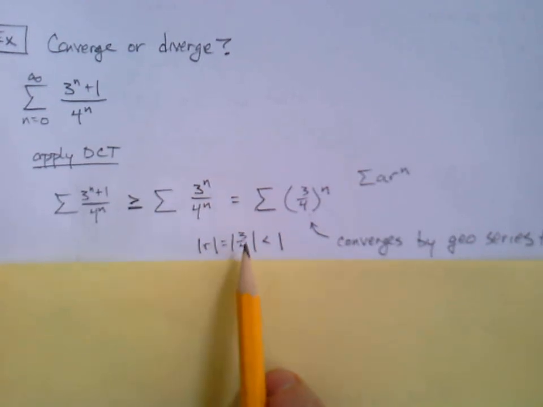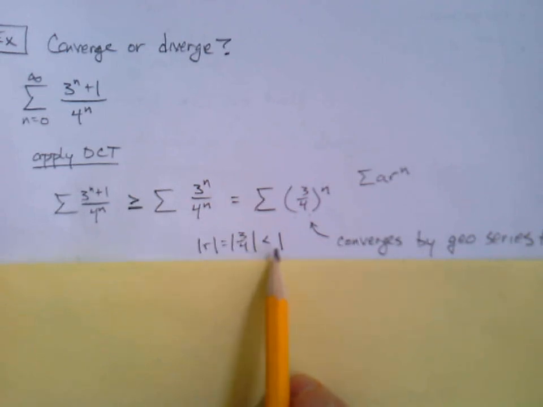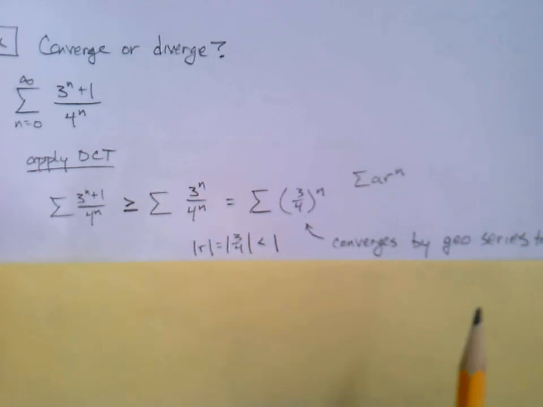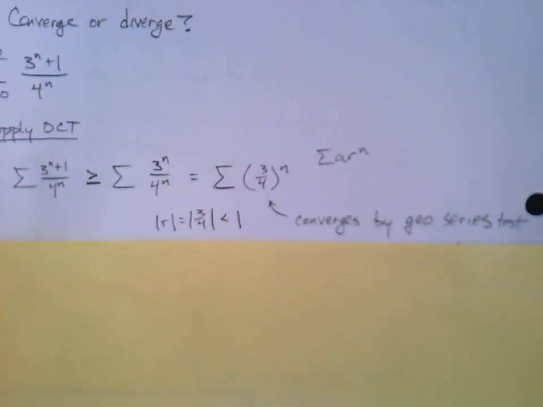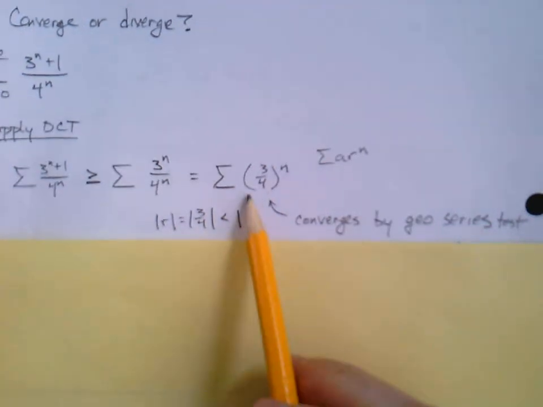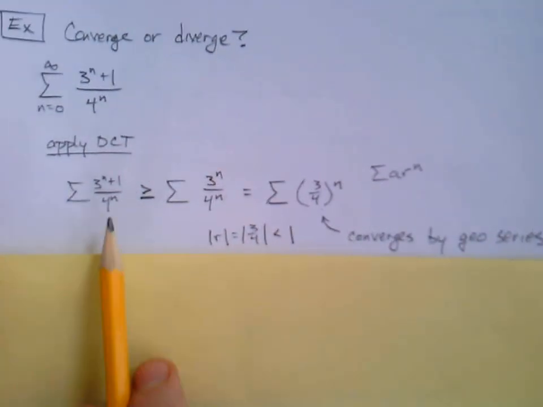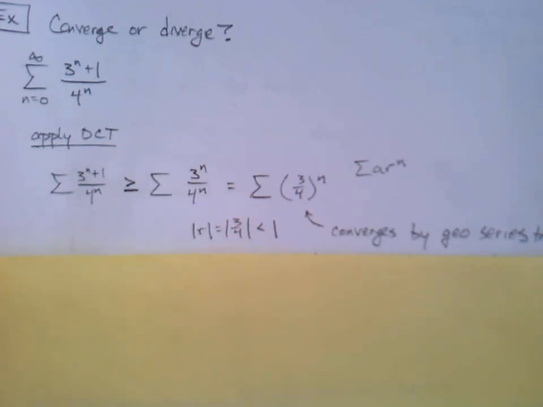The absolute value of r equals 3/4. That's less than 1. I know a geometric series converges. And I've kind of put the geometric series test up on the screen right there. If I'm pointing to the series with an arrow, then it's clear which one I'm talking about. Okay, so I've compared, and I know this converges.